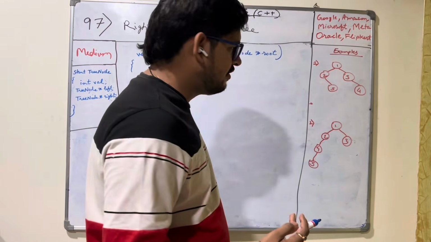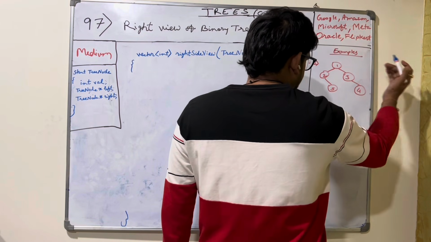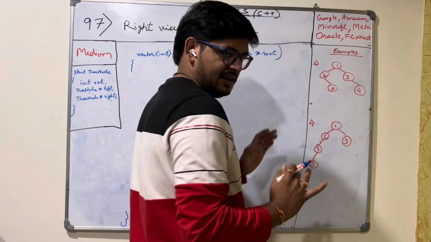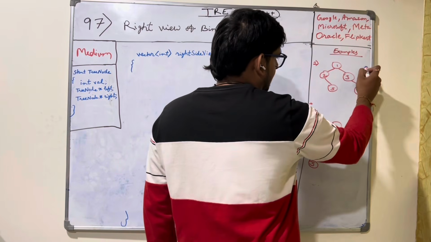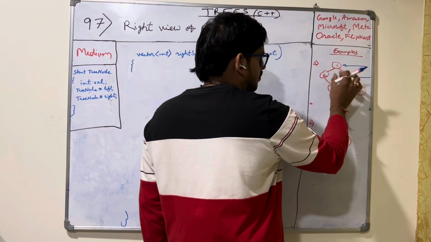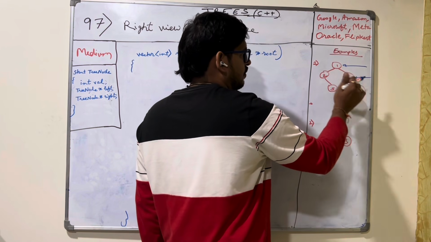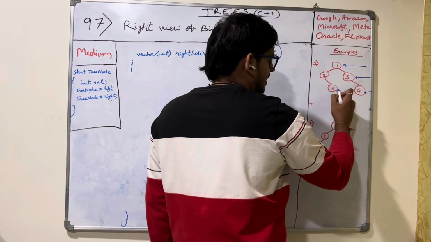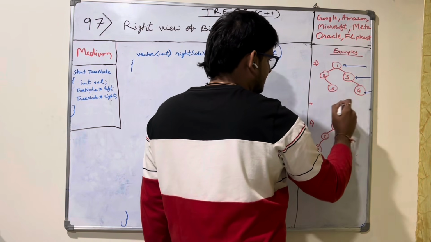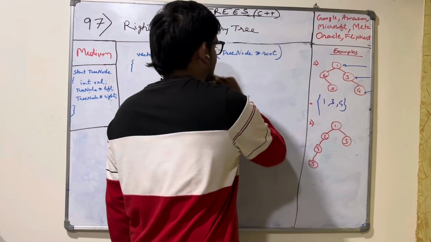So what is right view? If someone looks at this tree from the right side, from this side, what will he see? He will be able to see 1. He will be able to see 3, but cannot see 2 because they are at the same level. 3 will hide 2. He'll be able to see 4, but he won't be able to see 5. So if he sees from the right side, he will just see 1, 3, 4. So we need to return 1, 3, 4 as a vector.